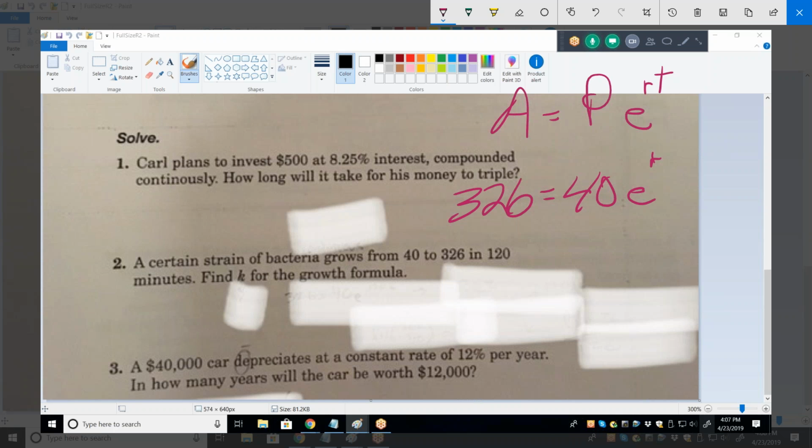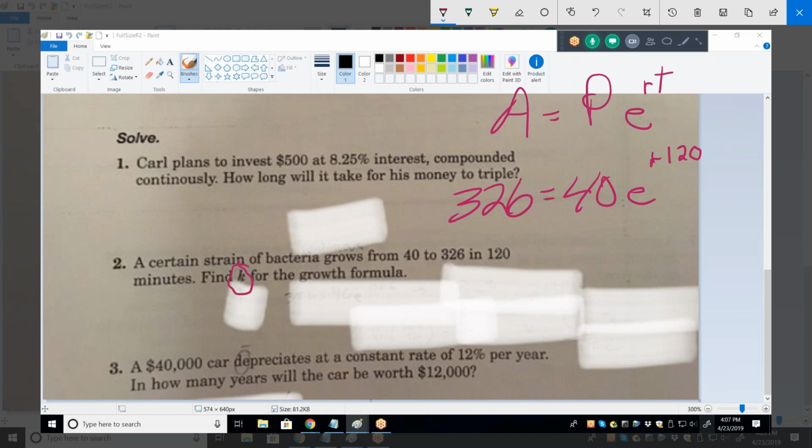120 minutes. Okay, this brings up a good thing. T can be in whatever unit you want it to be. It can be in minutes, it can be in days, it can be in years. The only thing that's necessary is that the R that you are solving for be in the same time frame.